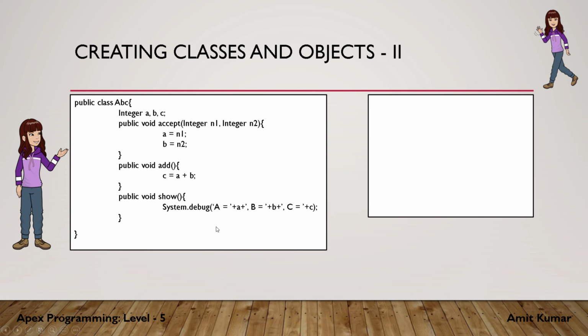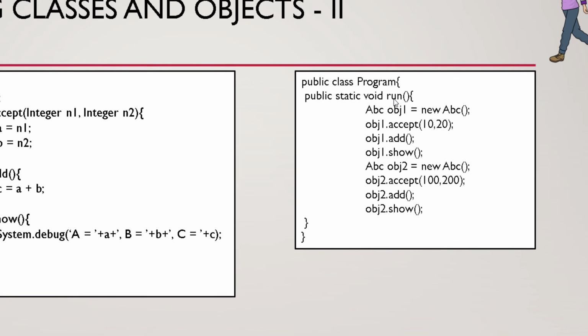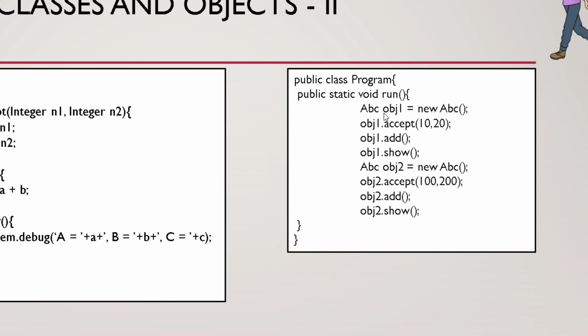Now definitely this class is just a blueprint, and to access these member methods or members we need an object. So let's create an object for them. For that I created a new class program, and inside the run method you can see I have created obj1 and obj2 as 2 different objects of the same class. You can notice the syntax I have used over here. I have specified the class name, object name equal to new keyword and the class name again with a pair of parentheses. So definitely I have declared and instantiated both these objects.